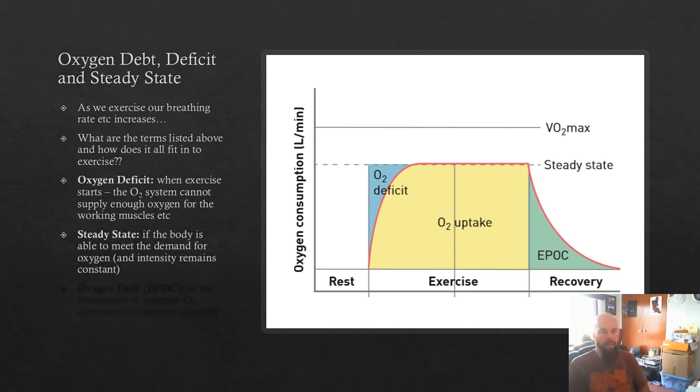Steady state is when the body is able to meet the demand for oxygen. So let's say you're running your marathon or you're running the 10,000 metre event like you just saw before. The lap times remained constant throughout. There wasn't much change, if any. The guy was saying 63 to 65 seconds, so it was pretty constant. So there's no extra demand on the body to produce more energy. We don't need to work any harder, so we remain at a steady state.